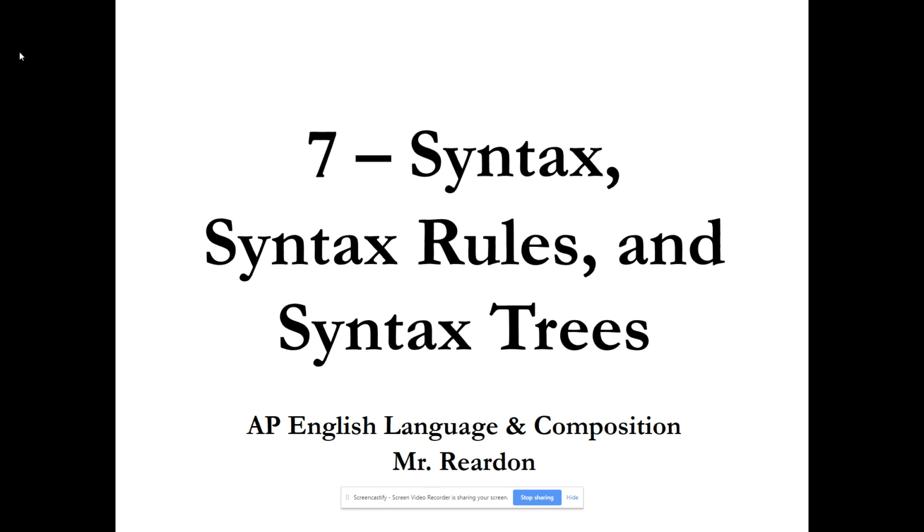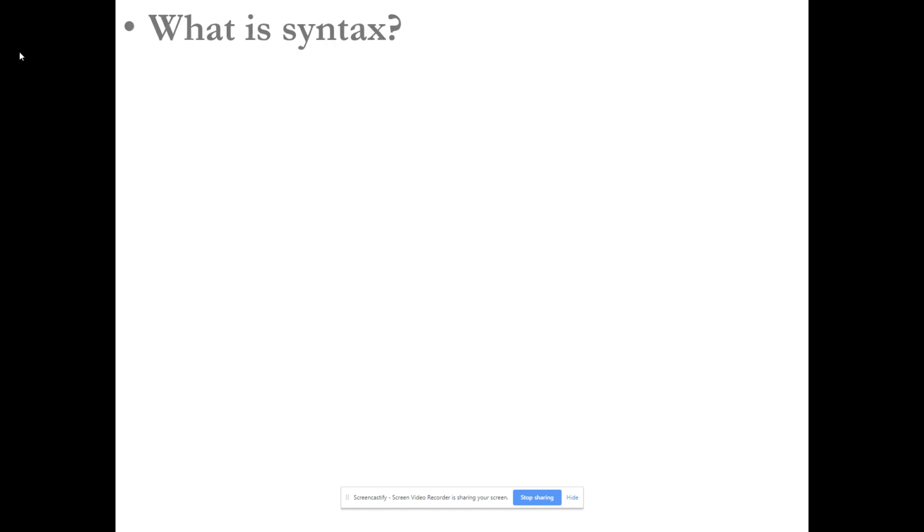Our topic for this activity will be syntax, and as part of talking about syntax, we're going to talk about the syntax rules. That is, the rules that one must follow in order to put together grammatical sentences in English, and the trees or diagrams that linguists use to represent the way words and phrases fit together in languages. So let's jump in here.